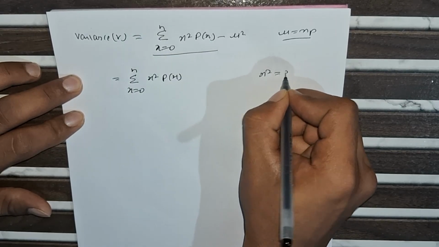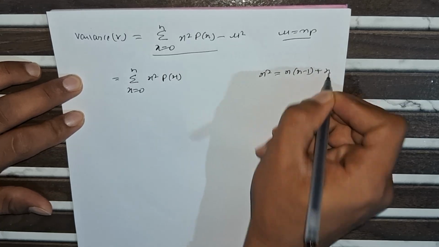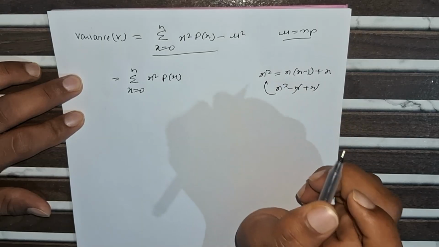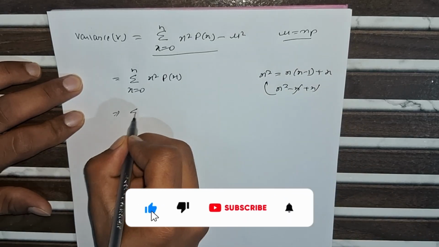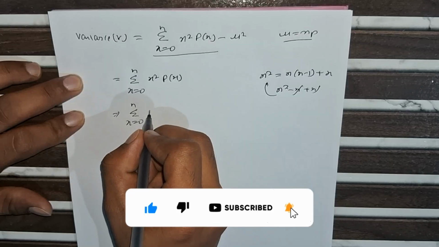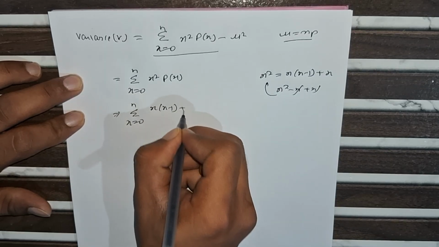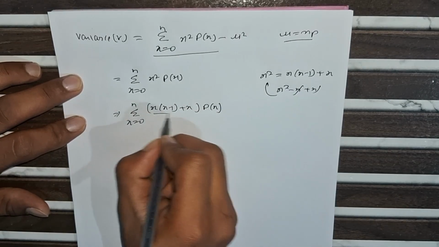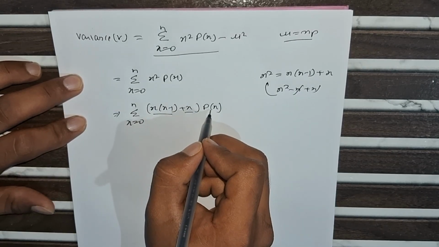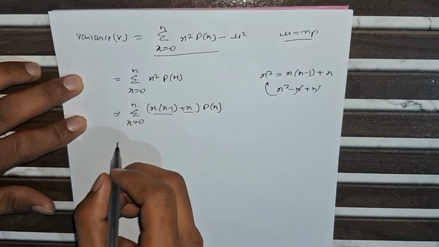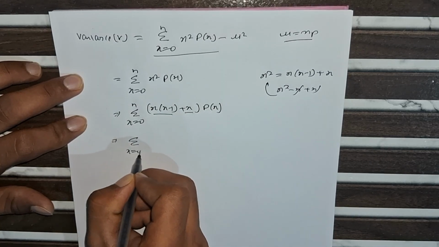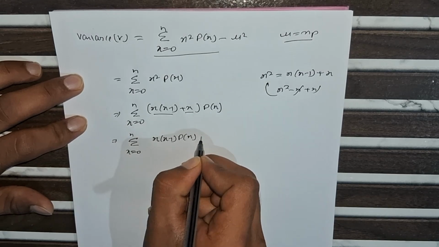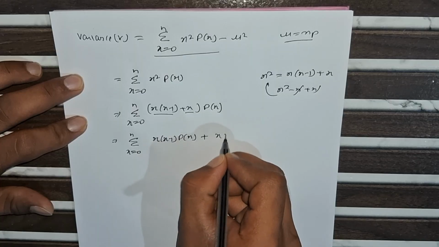We can write it as x into x minus 1 plus x, because if we multiply, we get x square minus x plus x, this will cancel out and it becomes x square. So summation of x equals 0 to n, x into x minus 1 plus x, times p of x. So this is two terms, the first one and the second one, so we can multiply p of x in both terms. Summation of x equals 0 to n x into x minus 1 p of x plus x into p of x.